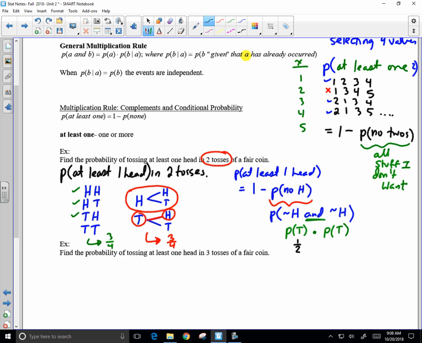We can just simply multiply. 1 in 2 chance of getting a tails on the first flip, 1 in 2 chance of getting a tails on the second flip. All right. So bringing down my 1, I'm looking at 1 minus this product. So 1 minus a quarter, 3/4.